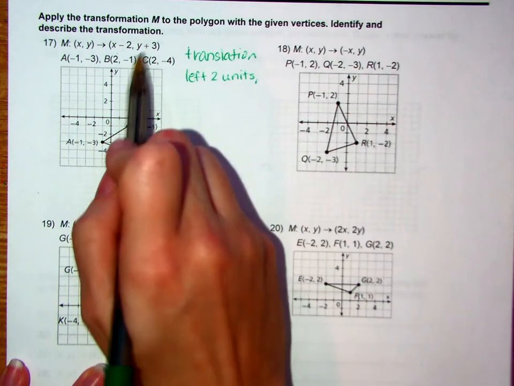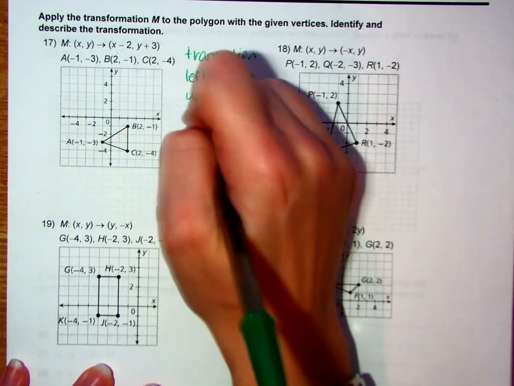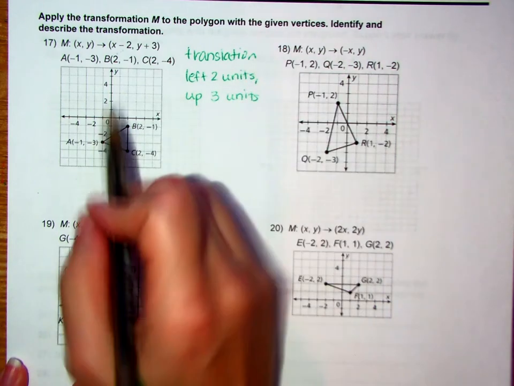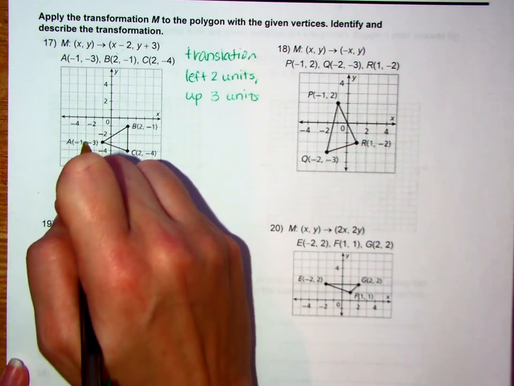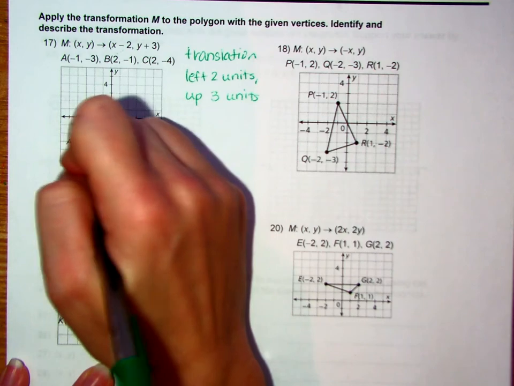And now let's look at this. The y is going to give us the up and down movement. When it says plus 3, that means we're actually going to go up 3 units. So basically, we're going to take each point and we're going to go left 2, 1, 2, and then we're going to go up 3, 1, 2, 3. And put your point here. That's now your new A prime.